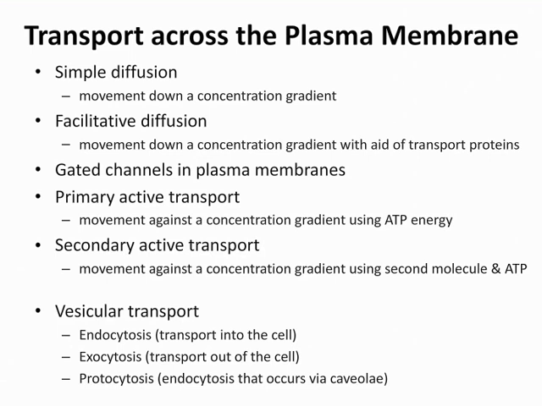And then we have active transport. So anytime we're talking about active transport, you're moving against the concentration gradient. So that means that you're going to be required to use energy, or ATP. So we have primary active transport, and then we have secondary active transport, and we'll talk more about those later. And then the last type of transport we have is called vesicular transport. So endocytosis, that's transporting into the cell. Exocytosis is transport out of the cell. And then protocytosis, which is a type of endocytosis that occurs by caveolae.